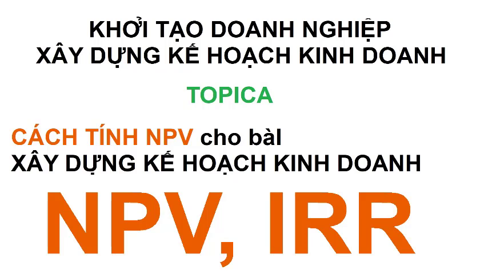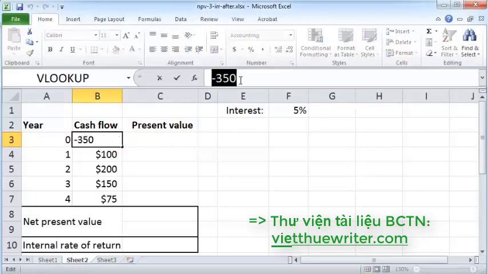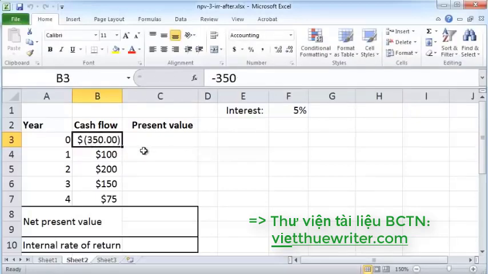So let's get started with this simple spreadsheet that gives you a bunch of cash flows that occur in various years: year 0, 1, 2, 3, and 4. The cash flow is $350 going out, and so it's negative. It's represented with parentheses because that's how accountants like to show negative values.